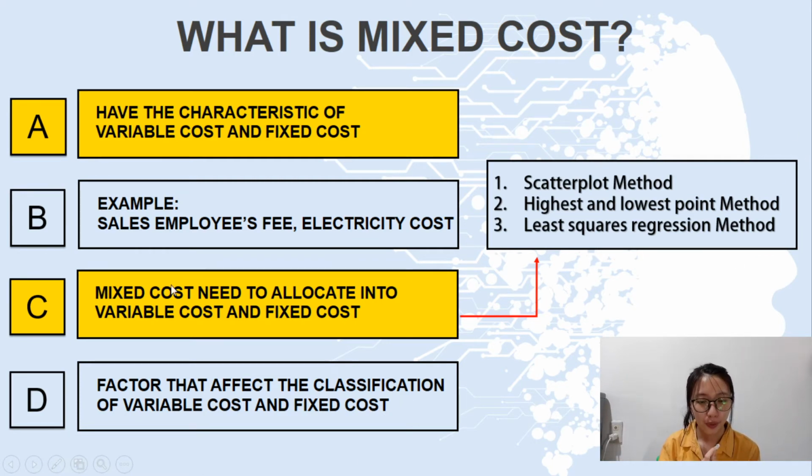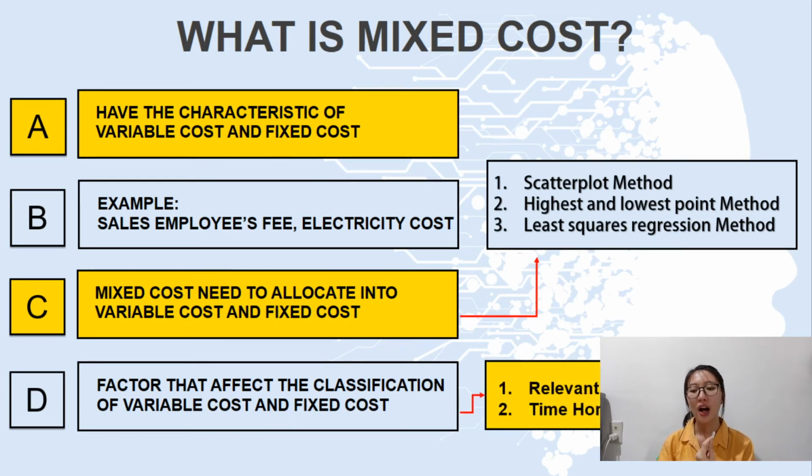And then we'll move to the D point, which is talking about the factors that affect the classification of variable cost and fixed cost. There are relevant range. The relevant range is range of activity, which assume that the variable cost and fixed costs are valid. For example, the relevant range of variable cost assumes that there is a linear connection between the variable cost and the activity levels. Meanwhile, the relevant range for fixed cost showing that the fixed cost is remain the same no matter how much the production within the relevant range.